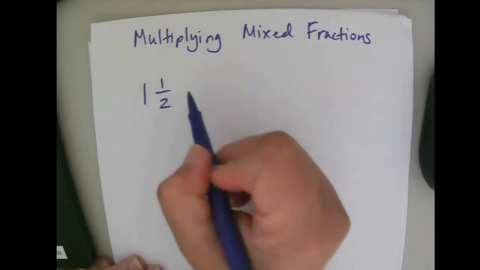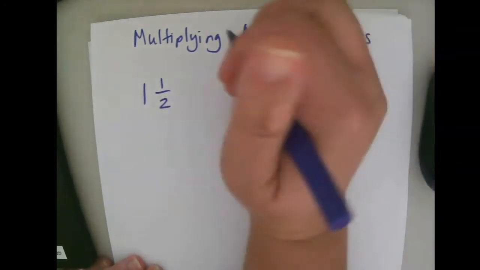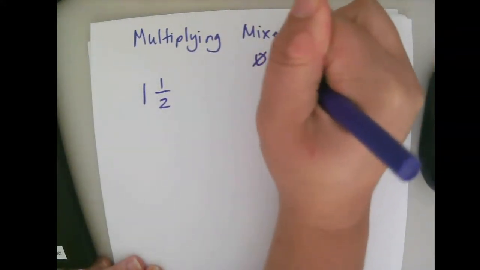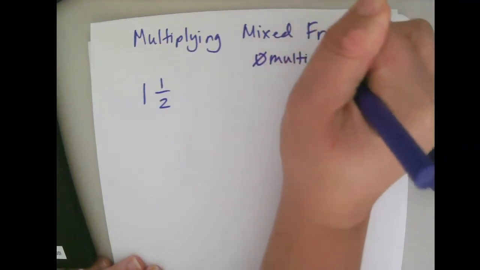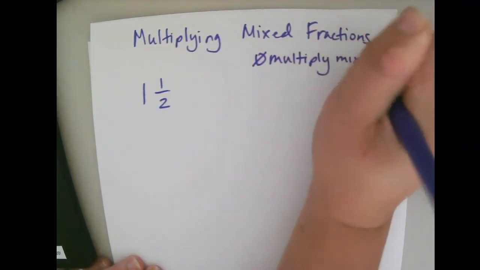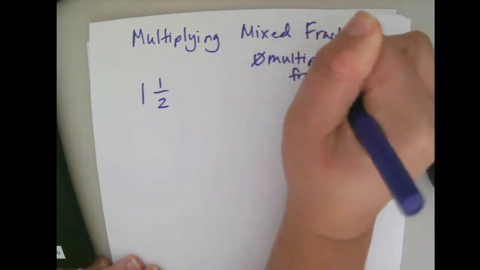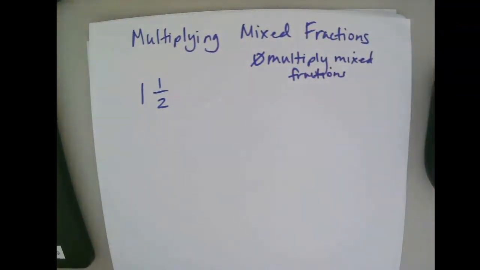Okay, so when we're multiplying mixed fractions, the first rule is you can't multiply mixed fractions. That's the first rule. Can't do it. So what do we do? Well, we need to convert this to an improper fraction.